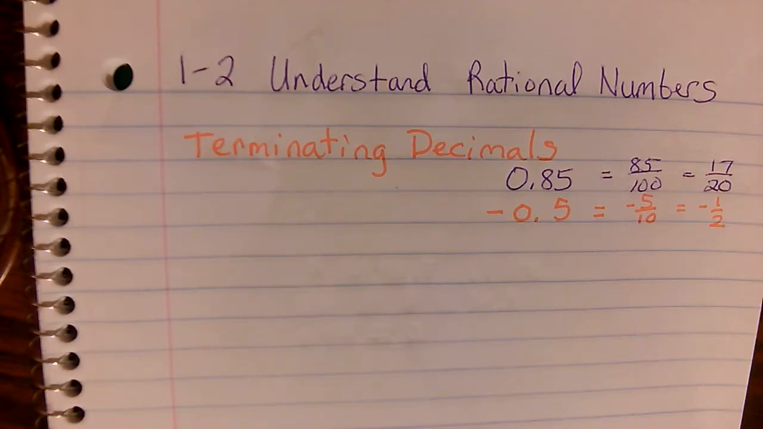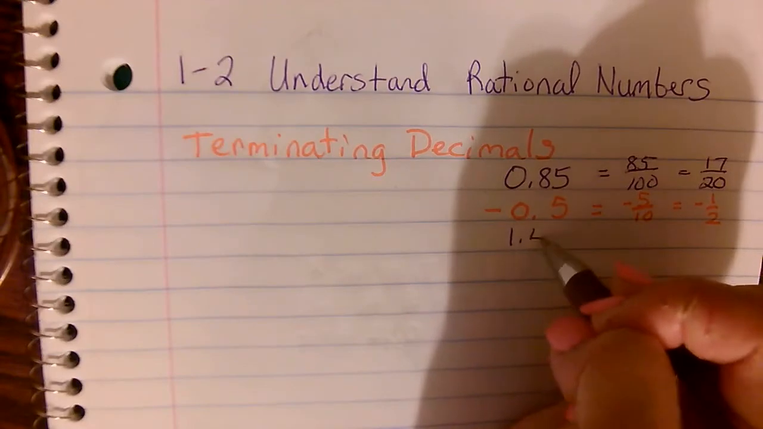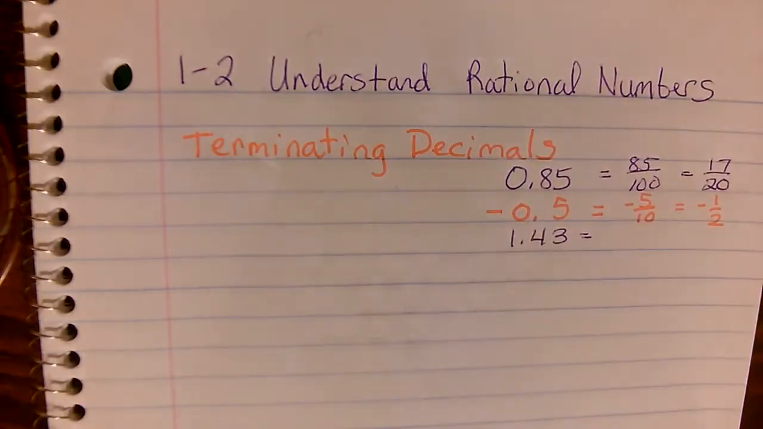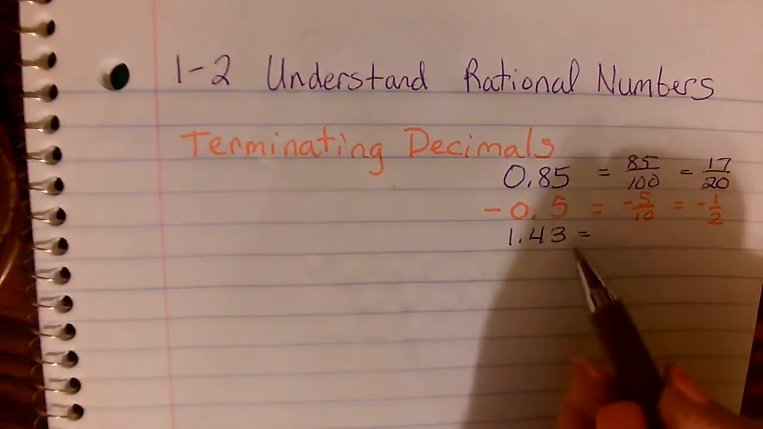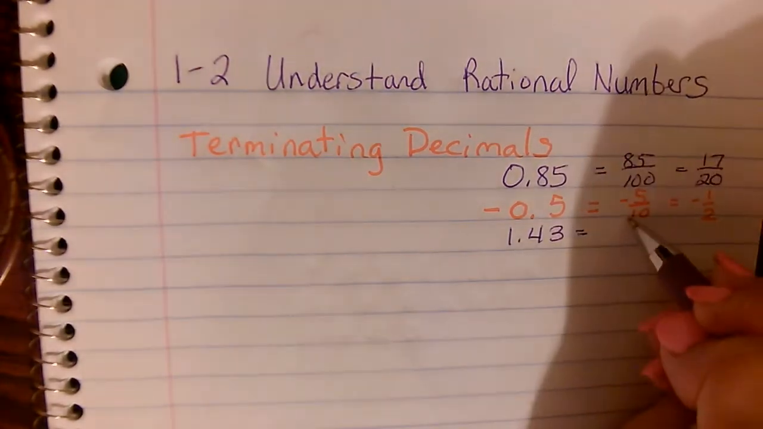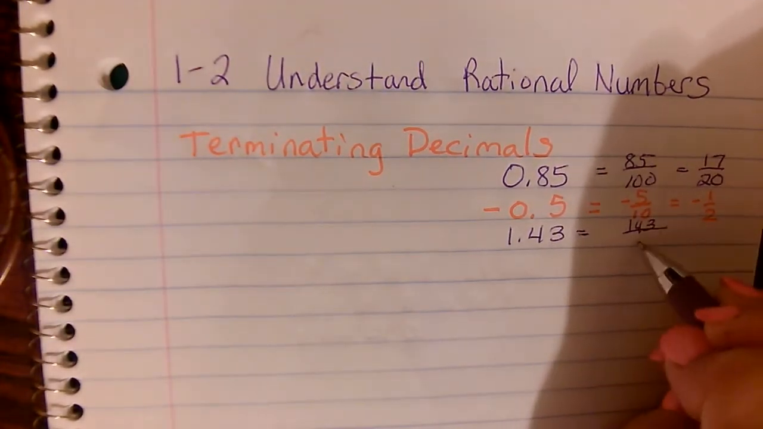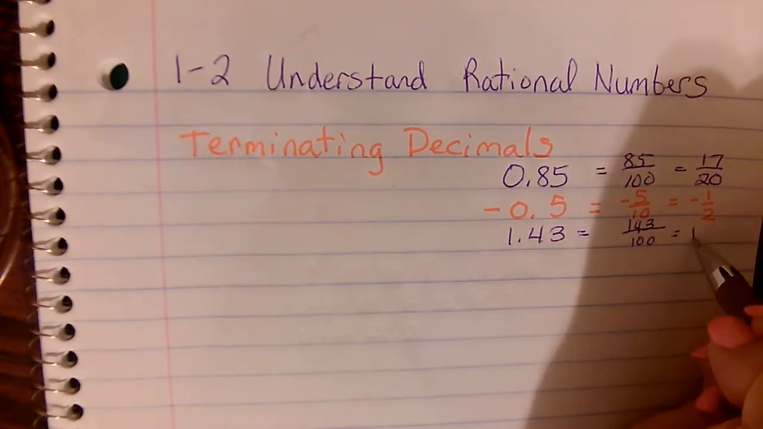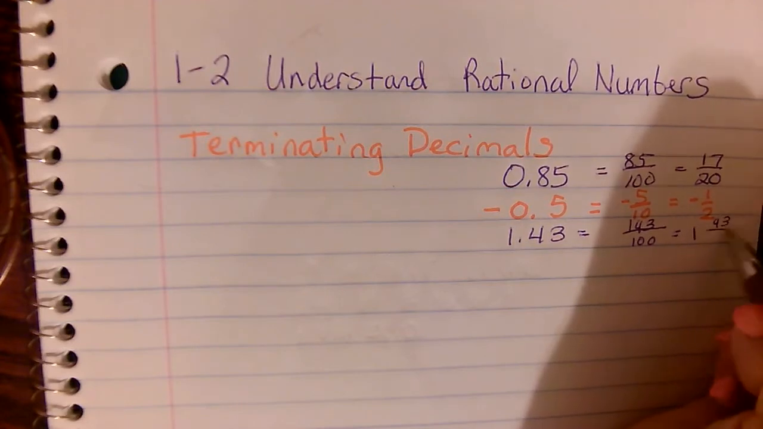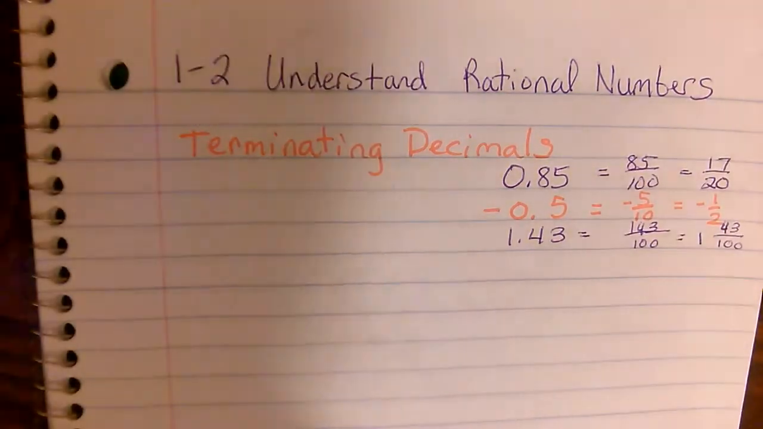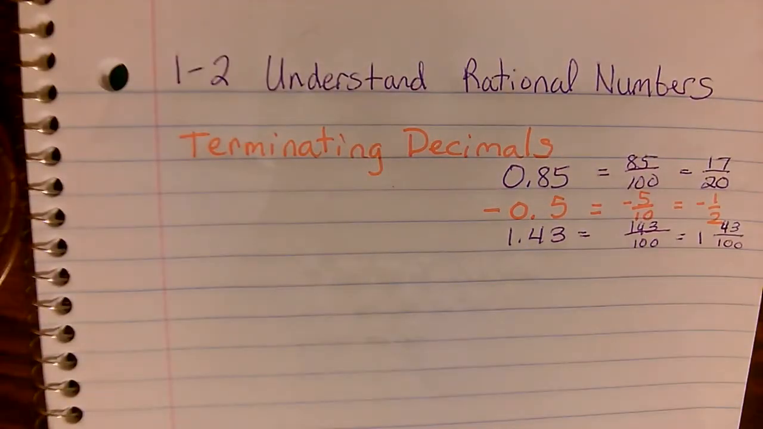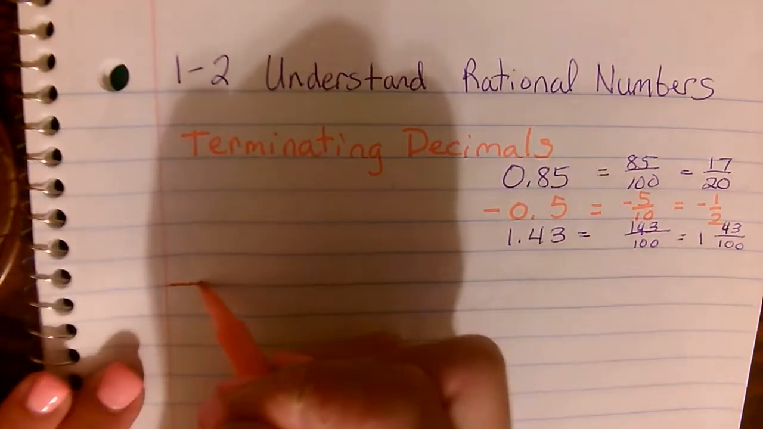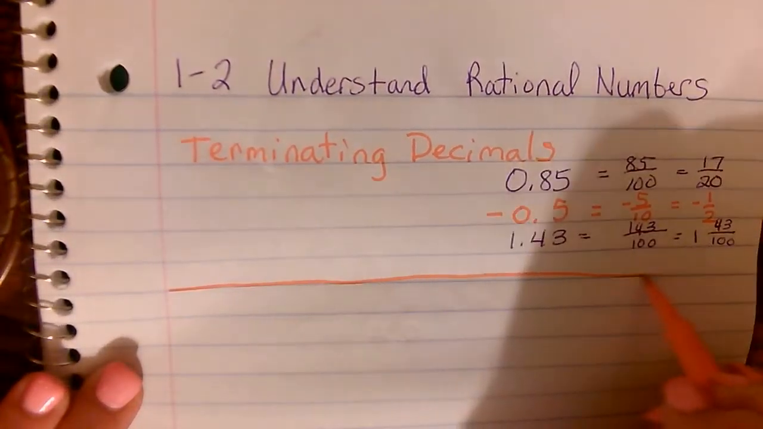One more example, 1.43. So that's the same as the 3 is in the hundredths place, so that's 143 over 100, and that simplifies to the mixed number 1 and 43 over 100, because 43 over 100 cannot simplify. The next example, and let's just draw a line here. Lots of notes I need to see you get today.